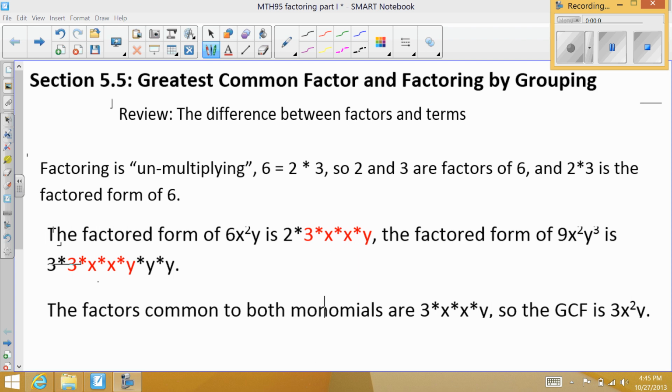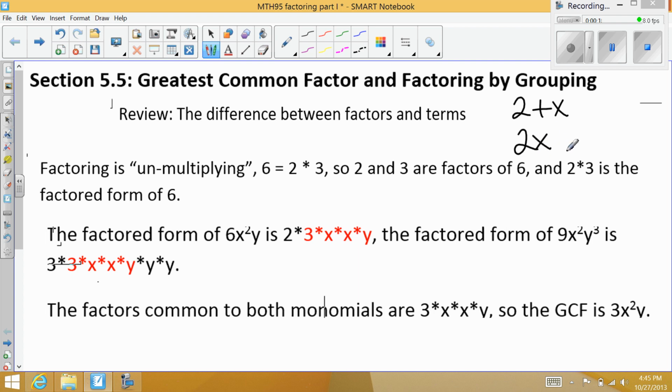We're going to look at factoring. And just a reminder, the difference between factors and terms. Terms are separated by addition or subtraction. So 2 plus x, 2 and x would be terms, whereas 2 times x, 2 and x would be factors. One way to think of factoring is multiplying.